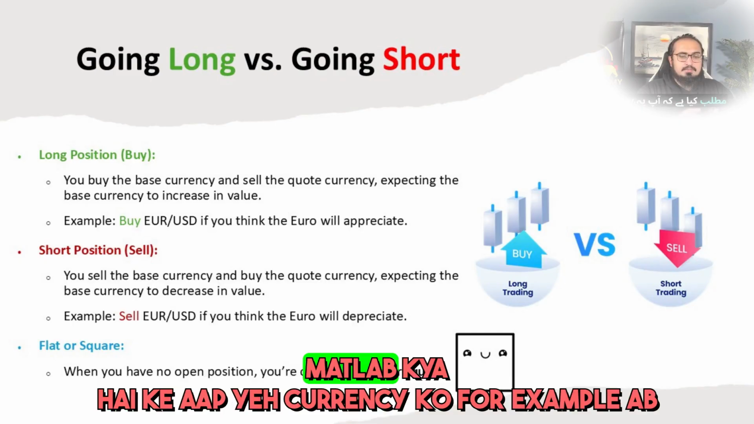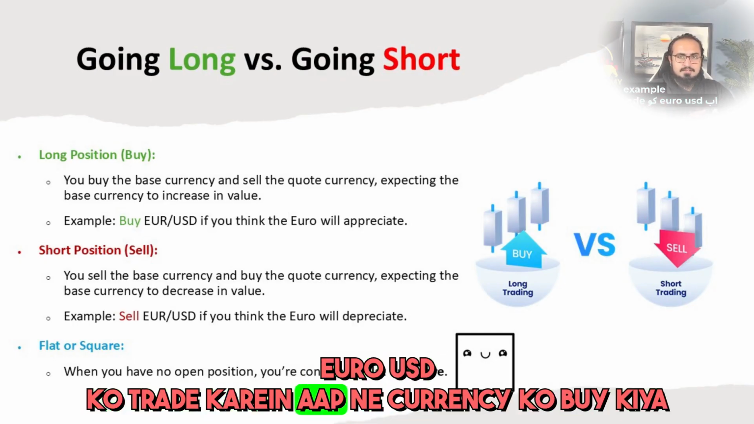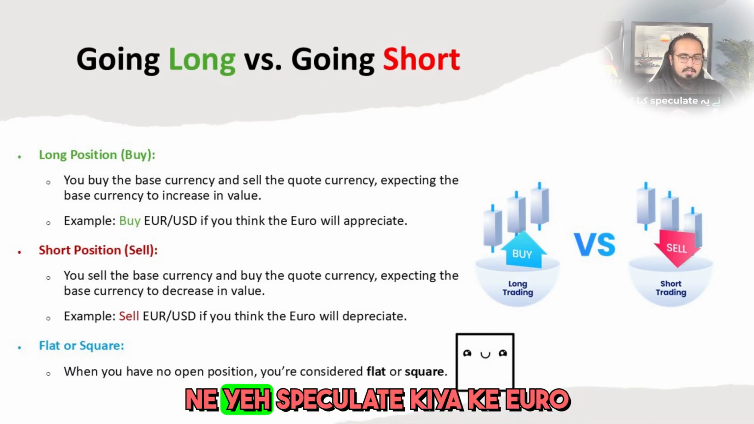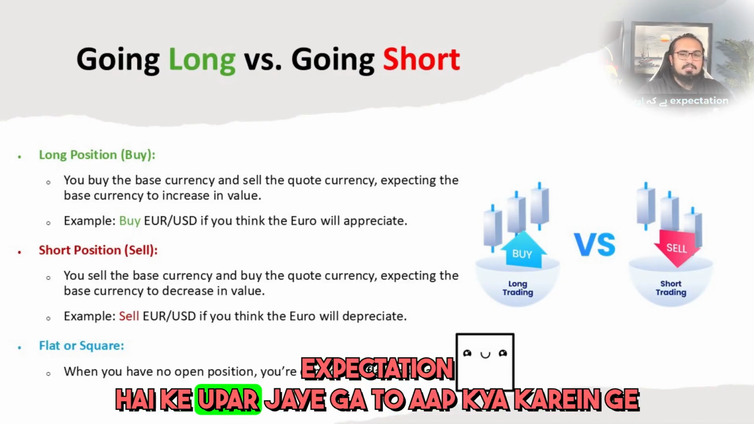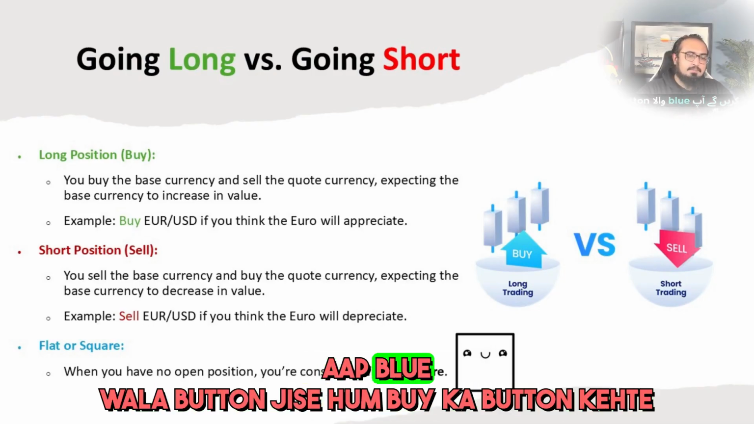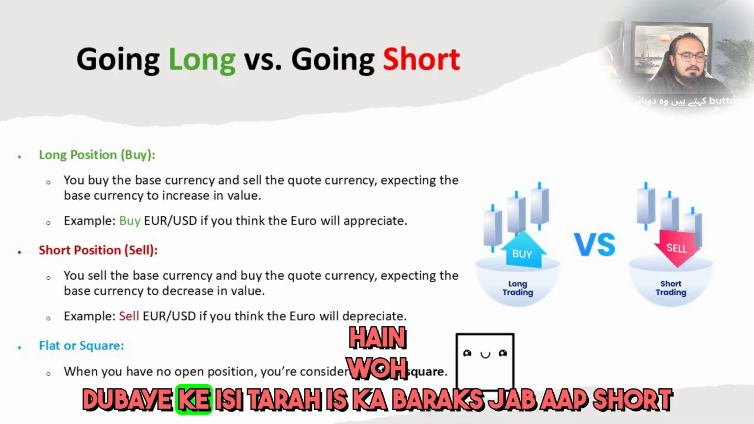Now, what does buying mean? It means you are trading this currency, for example, Euro USD. You bought the currency. Who speculated that the euro will be strong against the dollar? So your expectation is that it will go up. Now what will you do? So you will press the blue button, which we call the buy button.